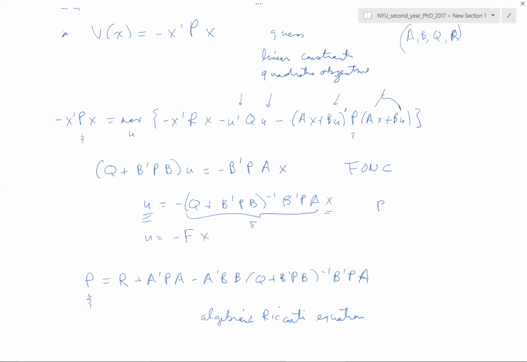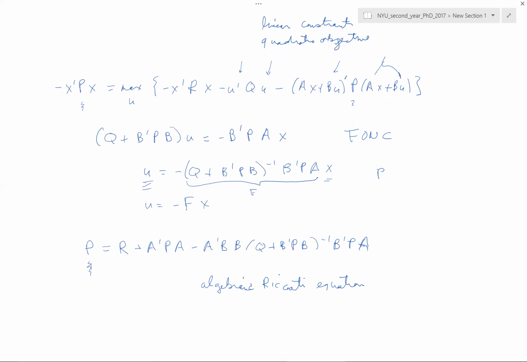Well, you know from high school algebra that quadratic equations in scalars have multiple solutions. So this equation is a quadratic equation in a matrix, so you might guess it has multiple solutions. And it does. We could count them. It's got many, many solutions. But there's only one of them that's the correct solution for the Bellman equation.